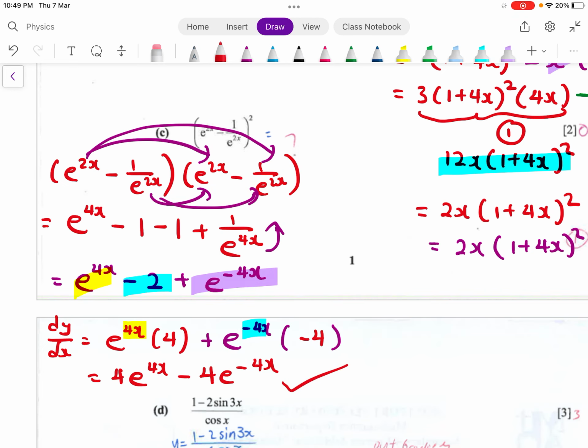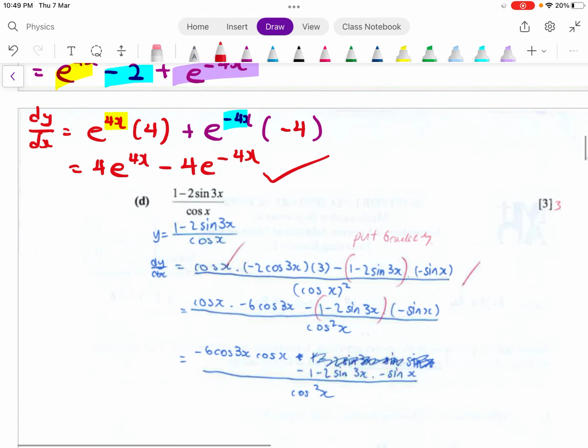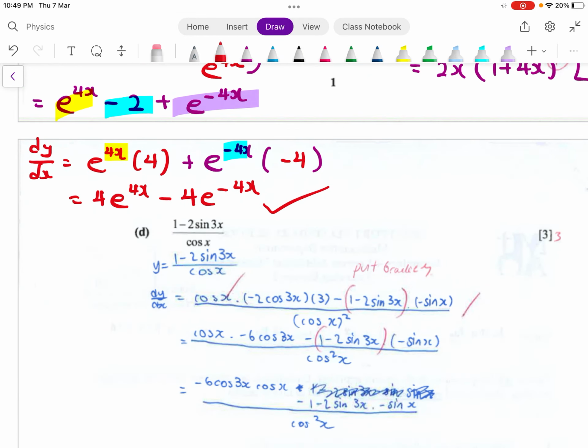Okay, for part D, the good thing is that this one you just use the low d-high minus high d-low. So that's it for question 1.